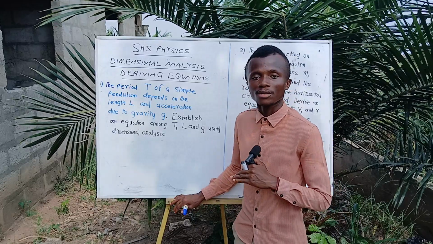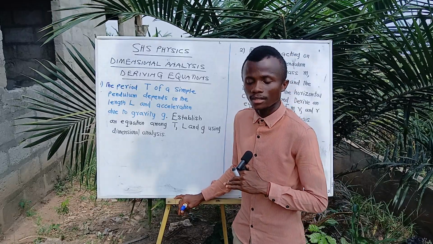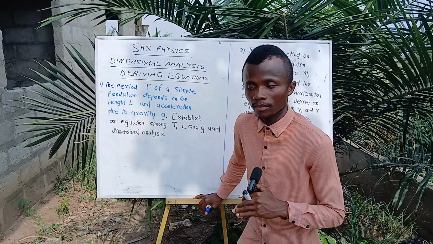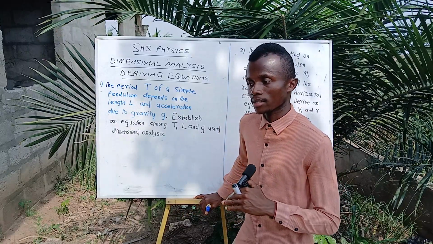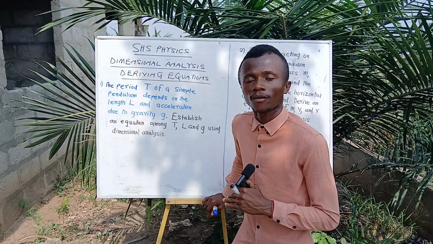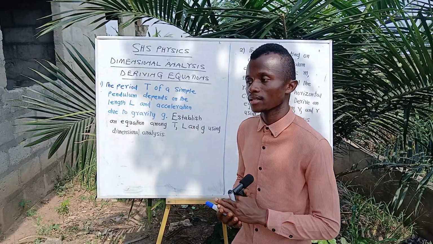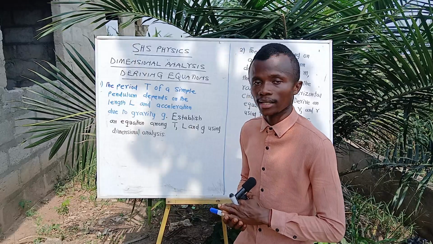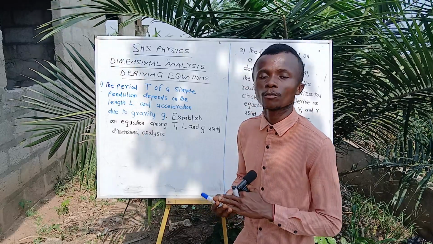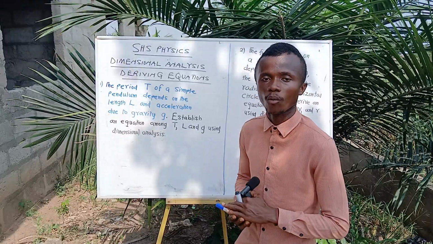There are so many equations in physics, some of which we may not remember, but then we can use dimensional analysis to derive that equation when we forget. Or as we study a system in physics, we can also use dimensional analysis to derive certain equations, even if we have not come across that equation before.